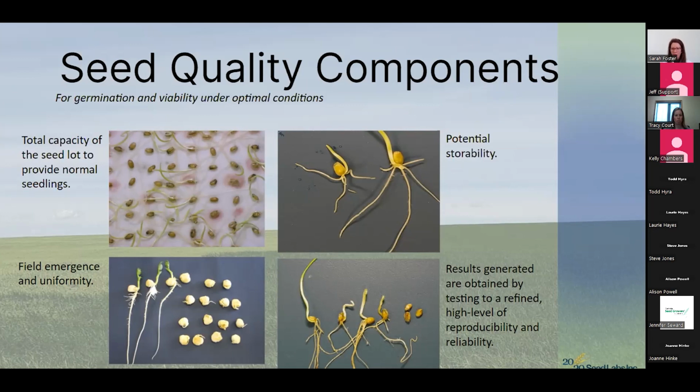So all of these tests that we do have been refined to a very high level of reproducibility and done under very strict guidelines. We do lots of proficiency testing, and all of this work is done under accreditation. Kelly, if you could move to the next one, please.